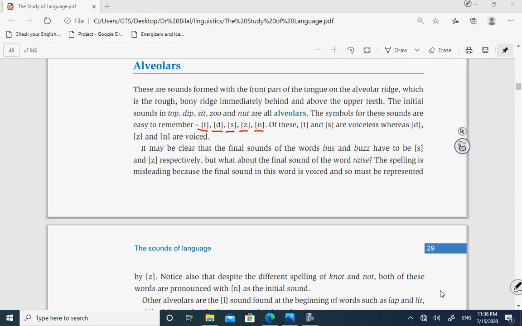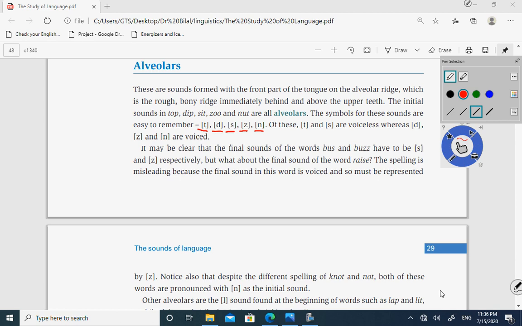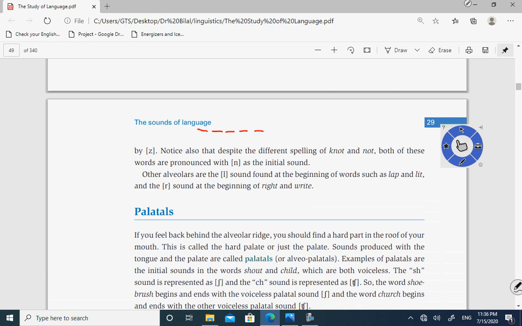So we have voiced and voiceless sounds. So t, d, s, z, and n are alveolar sounds. We call them alveolars. In addition to that, we have the L sound as well. Look here, the L sound.